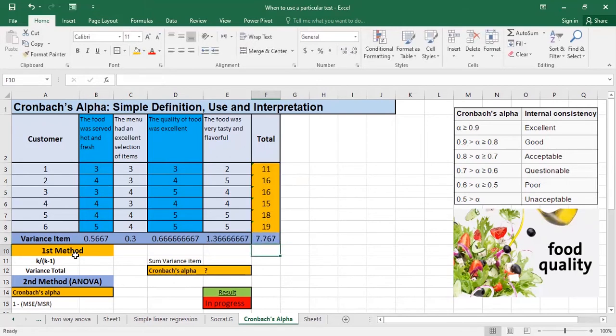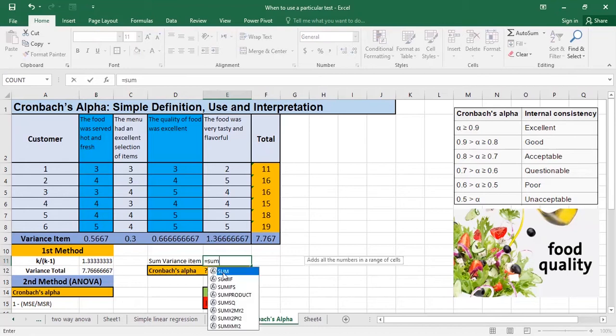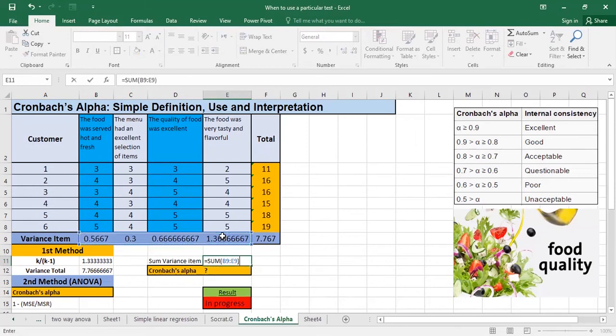Using the first method, the first thing we have to calculate is k divided by k minus 1, where k represents the number of items. As you can see here, we have 4 items. So it's equal to 4 divided by 4 minus 1, which means 4 over 3. Then we have the variance total, which is already calculated, and it's equal to 7.76. And here we have to calculate the sum of variance, the sum of variance for all the items that we have.